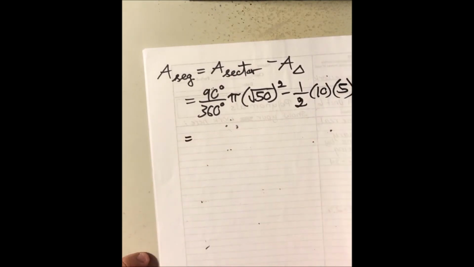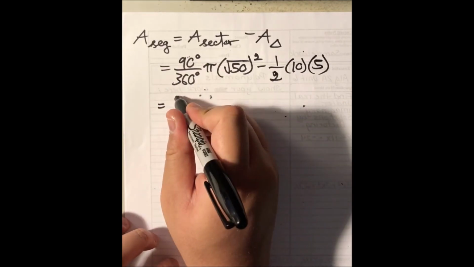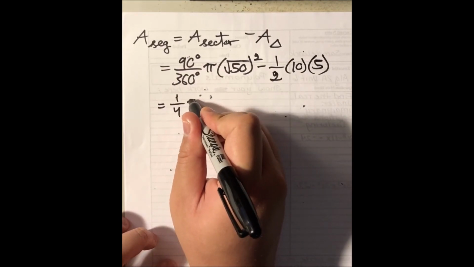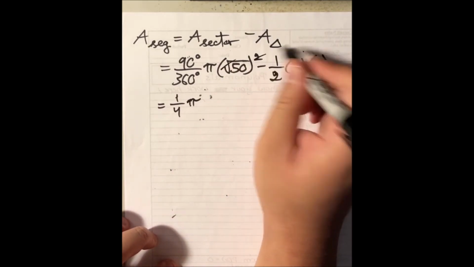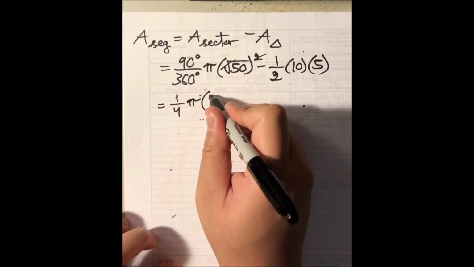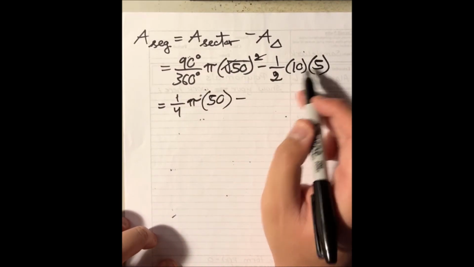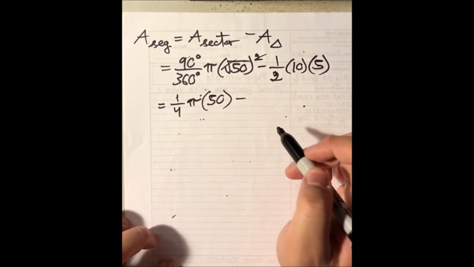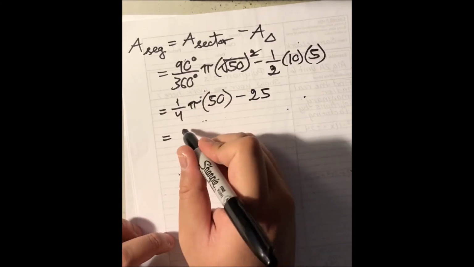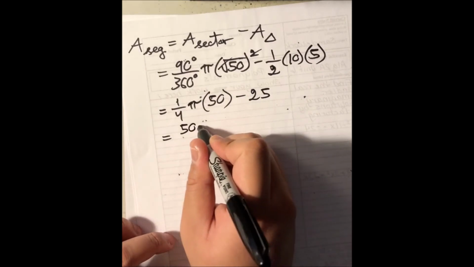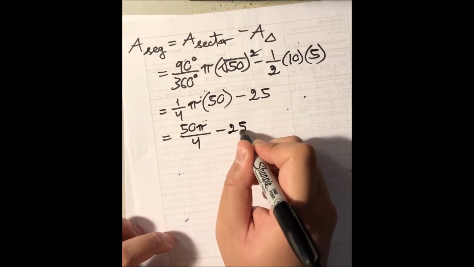So that's going to be what? Well, let's simplify a little more. 90 divided by 360, that's going to give us 1/4. Keep the pi. Square root of 50 raised to the second power means that the exponent 2 and the square root automatically cancel out, so we're left with just 50. Minus 10 times 5 is going to be 50. 50 times 1/2 is going to be 25. So this is equal to 50 pi over 4 minus 25.